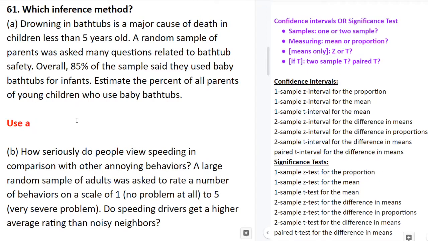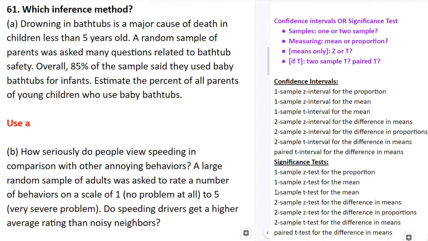So before each question, pause the video and make a decision about what kind of test you'd run. If you want to pick them out off of that list that I have on the right side, you can look at that. So before each test, again, pause and see how you would do.